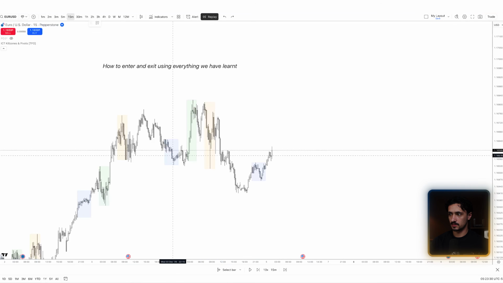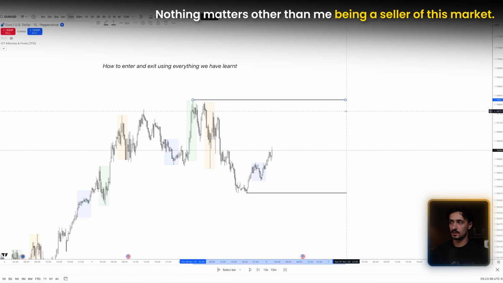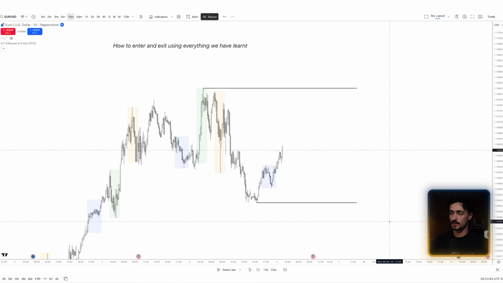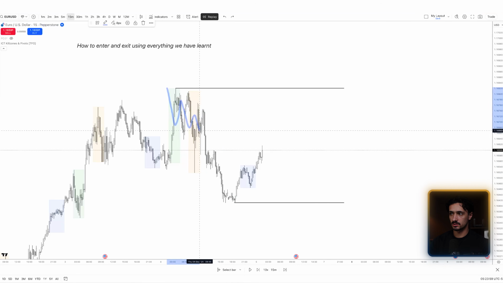So first things first, we take out this and we're going to put our low in here and our high in here. Now, to me, nothing matters other than me being a seller of this market. And how I want to do that is first identify the trend, which we've just done. Second, then identify the area of supply. And for me in this instance, the supply is obvious, right? What do we have? We have a very range-bound price before aggressive expansion. So we have everything we just looked for, our range and then expansion. So inside of our range is our institutional area of supply.